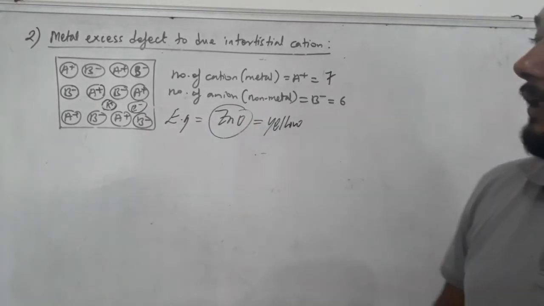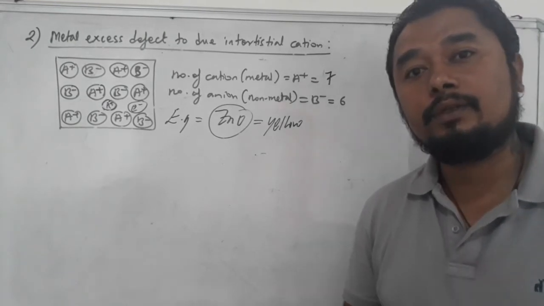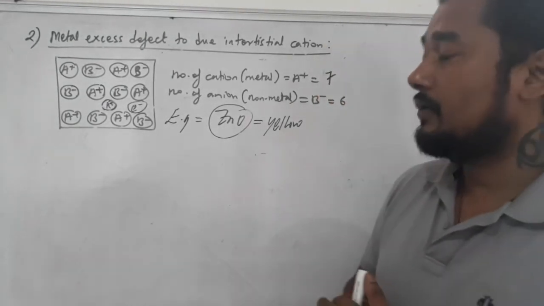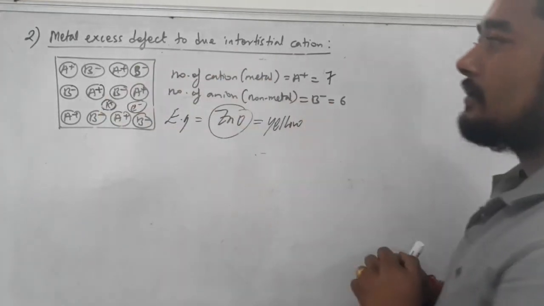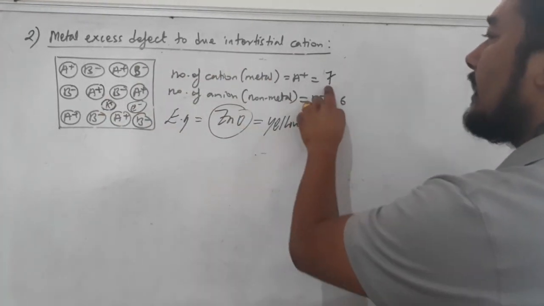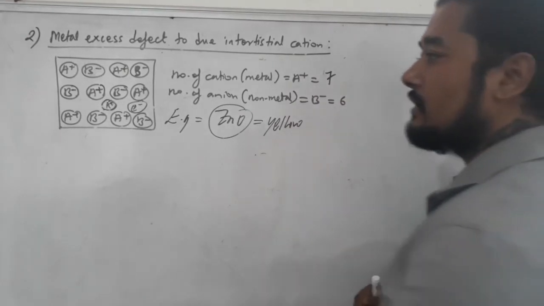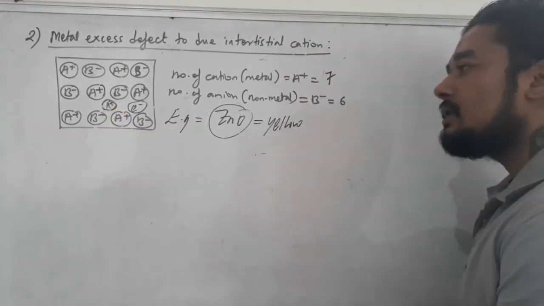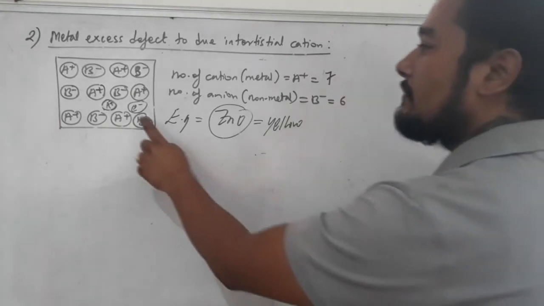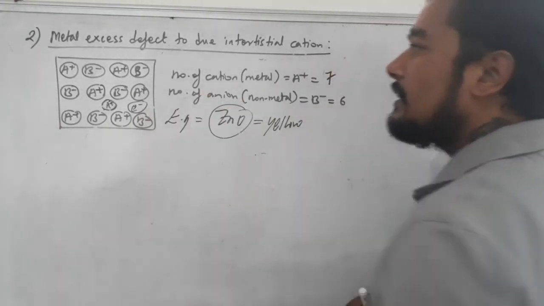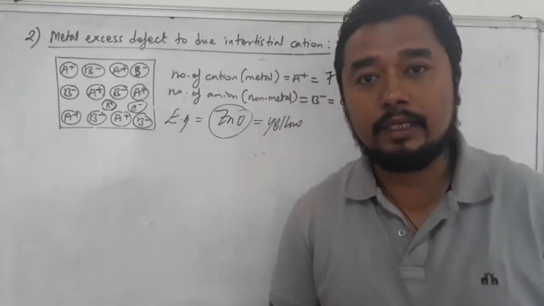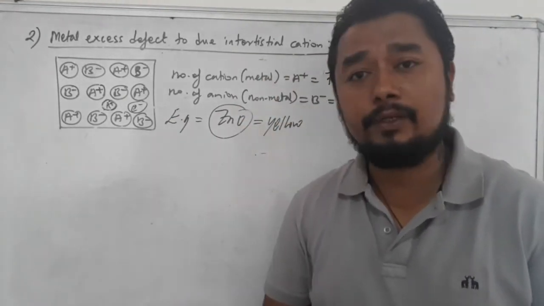I hope you understood the notes. I'll repeat for the last time the definition of metal excess defect due to interstitial cation. It is a non-stoichiometric defect in which the number of cations and anions is not equal, but the defect arises due to extra cation present in the interstitial site. In such a defect, total charge is counterbalanced by the electron present in the interstitial site, and such a defect is seen in zinc oxide. So this is the definition, and along with it you can make this picture.